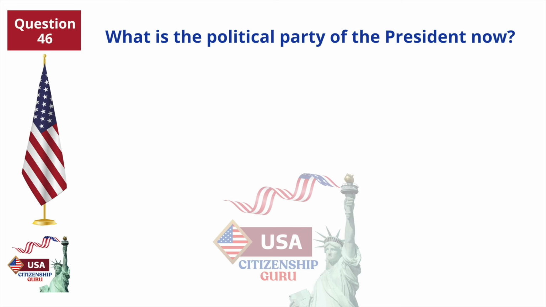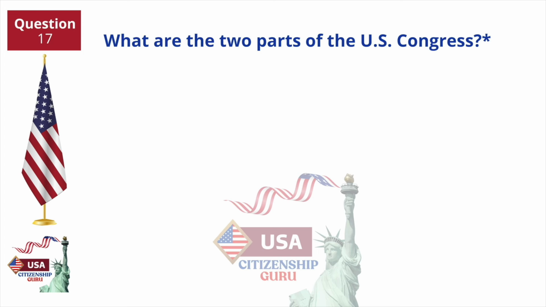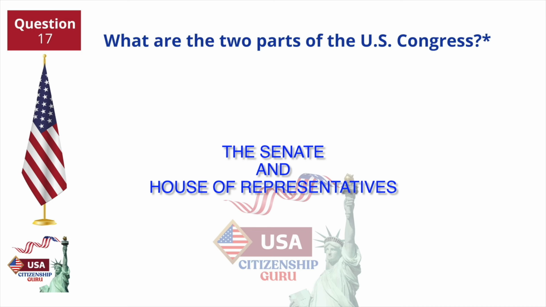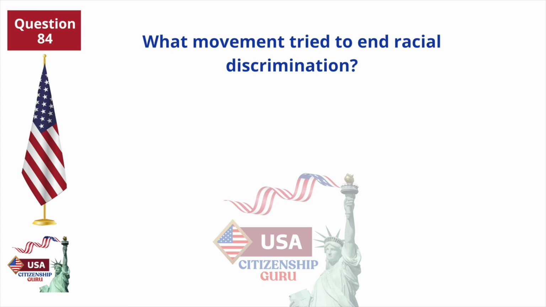What is the political party of the president now? Democratic Party. What are the two parts of the U.S. Congress? The Senate and House of Representatives. What movement tried to end racial discrimination? Civil rights movement.